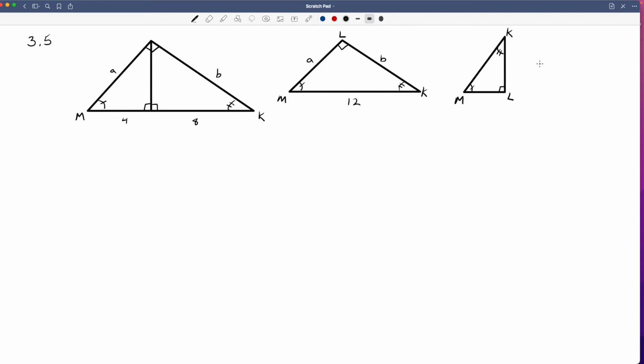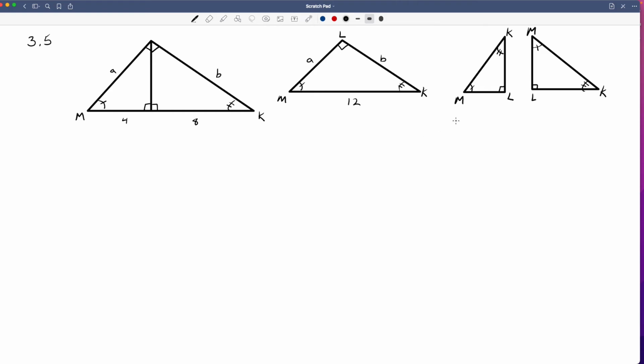And then my other triangle is here. Here's my right triangle. This is L, and this was K, and by default, this one would be M. So now I'm able to see my congruent sides, right? That makes it a whole lot easier to tell what I have.